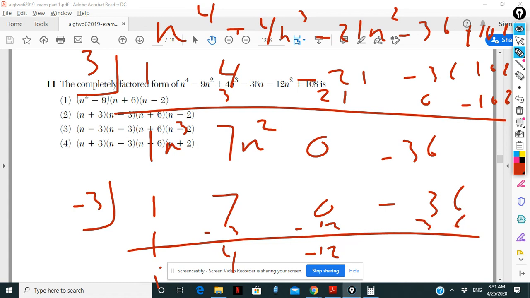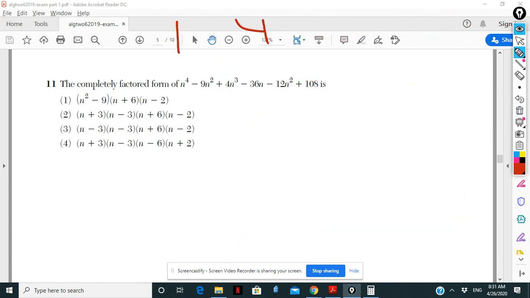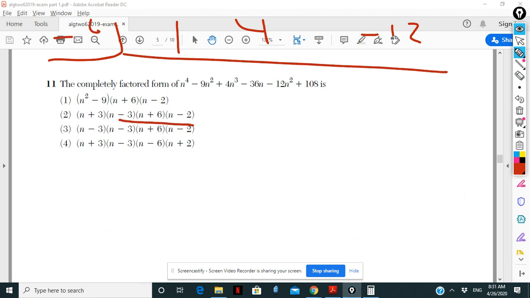Okay, so I have 1, 4, negative 12. Now I'm going to test this one. So negative 6. 1 goes down, negative 6, negative 2, 12. It's giving me 0, so it's that one because it can't be with 6. Okay, so the answer is 2.